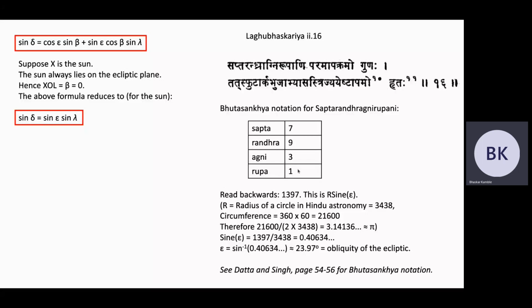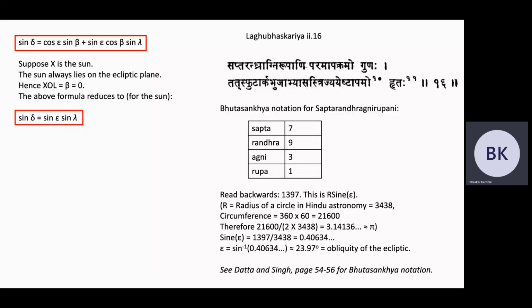So the verse states that this is the radius times the sine of some angle. Let's see what this angle is. For that, we need to know one fact: in Hindu astronomy, the radius of a circle is conventionally taken as 3438, as an approximation. The reason is that the circumference is taken as 21,600 units, which is equal to 360 degrees, which is 360 times 60. So one full rotation has 360 degrees, and each degree is further divided into 60 units.